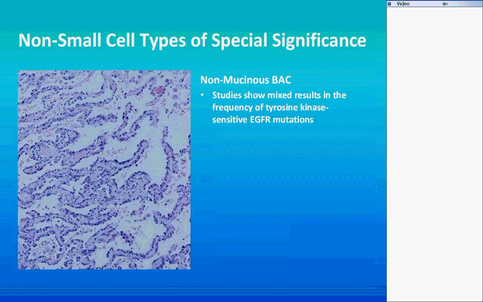In the Western literature, this association hasn't been as strong, and the data is somewhat mixed on this, but it certainly would be something to consider and alert your clinicians to if the patient really does meet criteria for a non-mucinous BAC. They may be appropriate patients for considering these tyrosine kinase inhibitors.